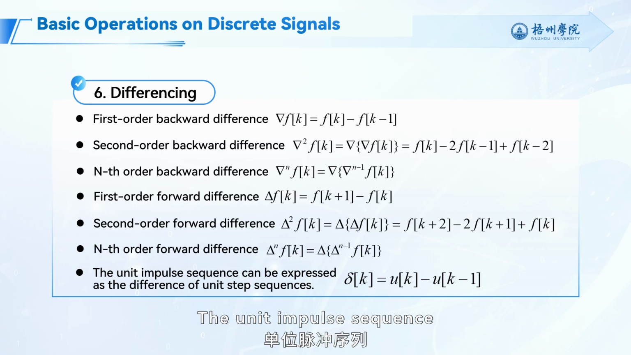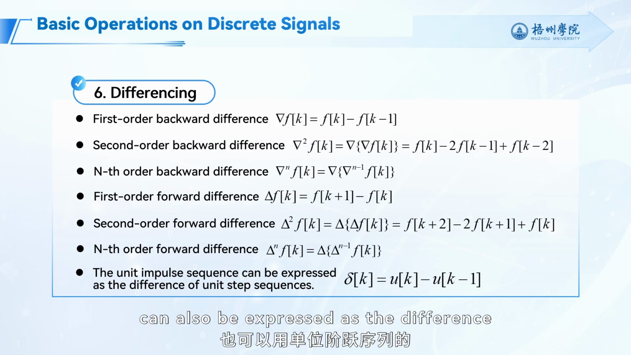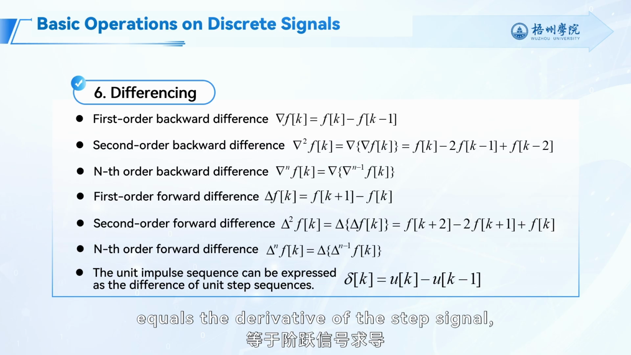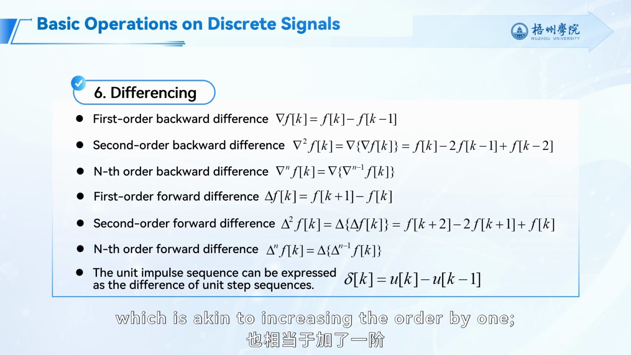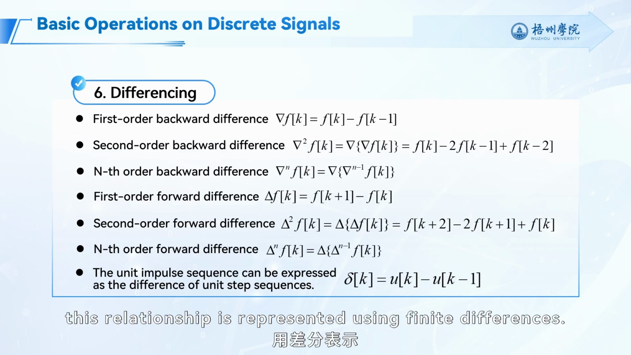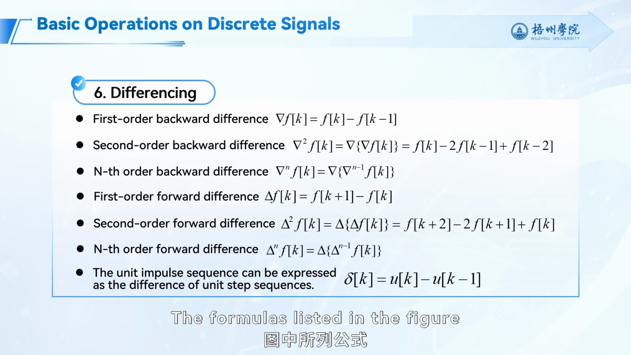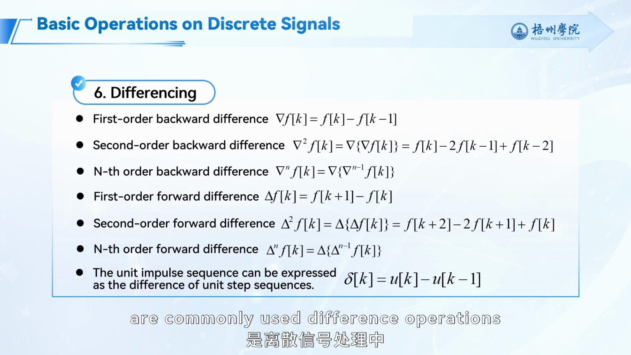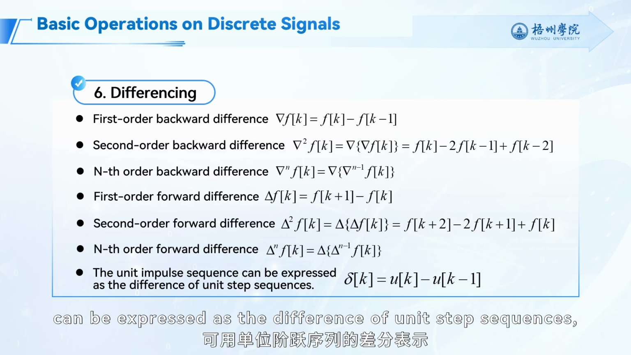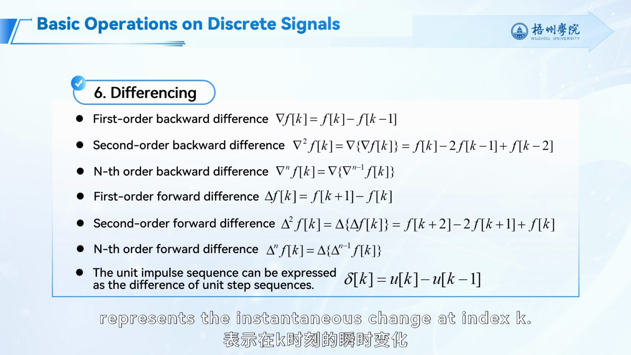The unit impulse sequence can also be expressed as the difference of unit step sequences. In continuous time signals, the impulse signal equals the derivative of the step signal, which is akin to increasing the order by 1. In discrete time, this relationship is represented using finite differences. The formulas listed in the figure are commonly used difference operations in discrete signal processing that are used to analyze trends of change in signals. The unit impulse sequence can be expressed as a difference of unit step sequences, and the formula represents the instantaneous change at index k.